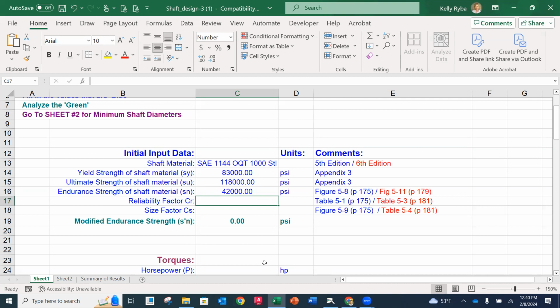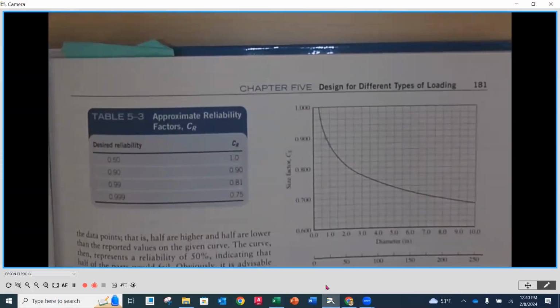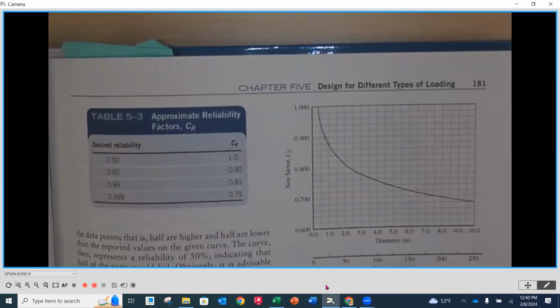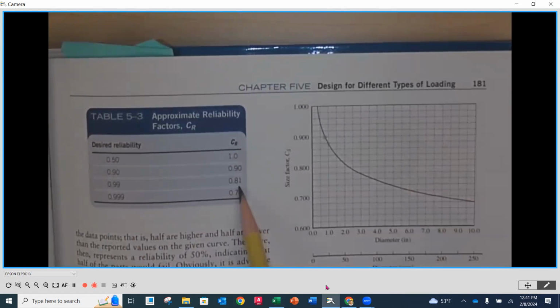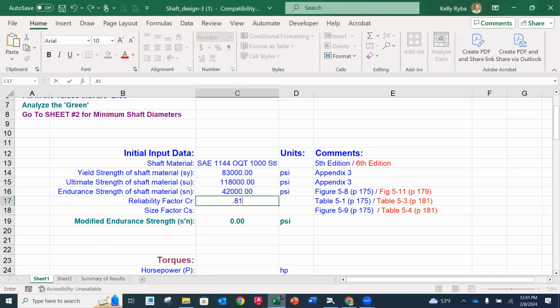Then you're going to notice our next thing is going to be our reliability factor, CR. We're going to turn the page, and at the top of page 181, there is an approximate reliability factor table. Okay, right here. Now the book, you get to pick what is your desired reliability. They picked 0.81 as their CR, so they wanted 99% reliable. So we're going to use that very same value again, 0.81.